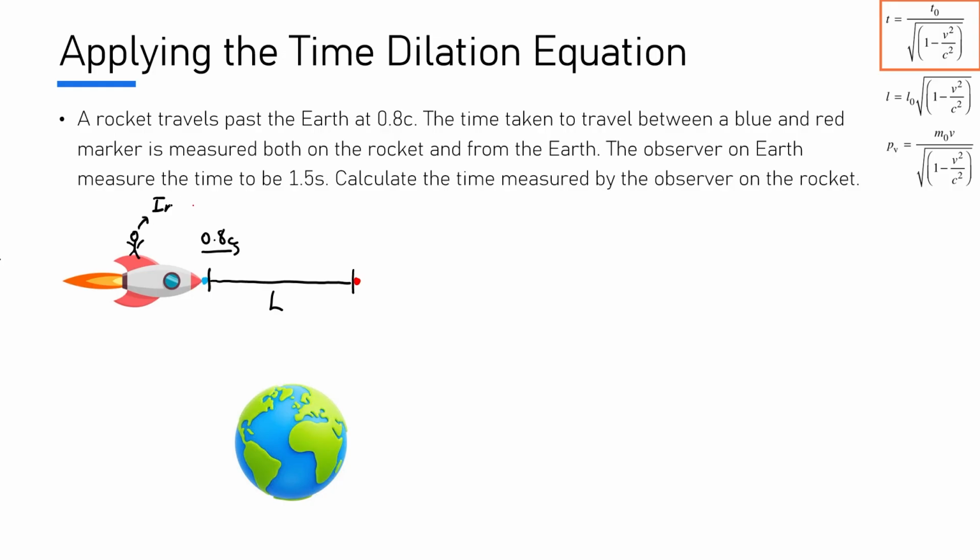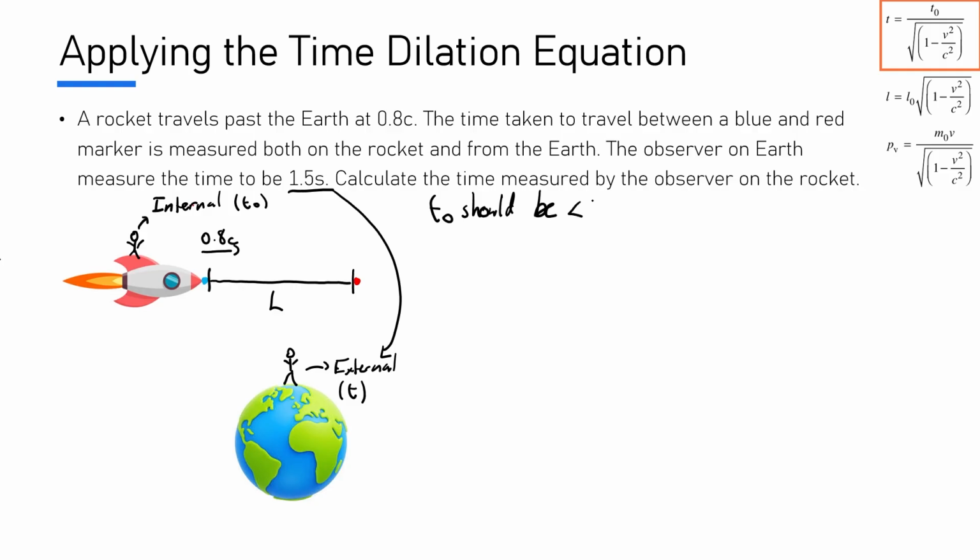So in this scenario, the observer who is on the rocket is the internal observer. This means they'll be measuring the proper time, and the external observer will be measuring the dilated time. What this means is that the external observer should be measuring the larger time of the two. So when we calculate, we should be getting a T0 value which is less than 1.5.